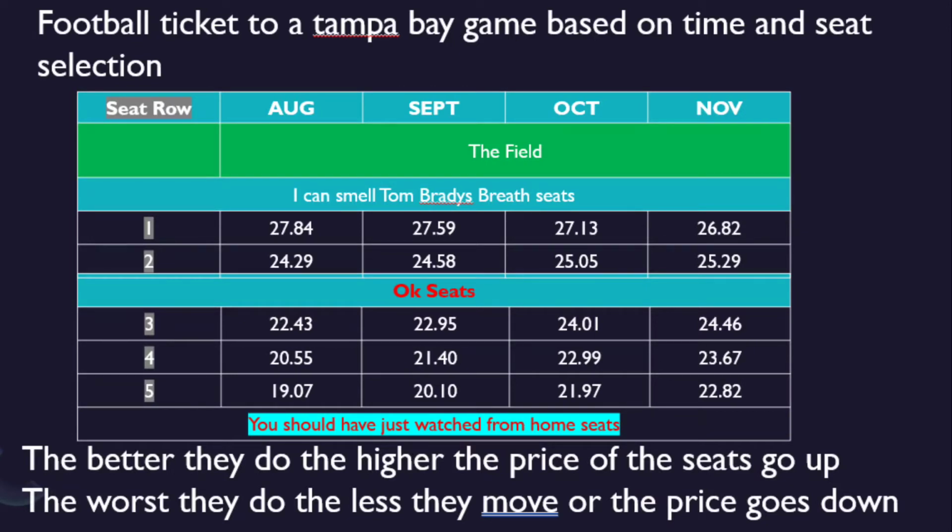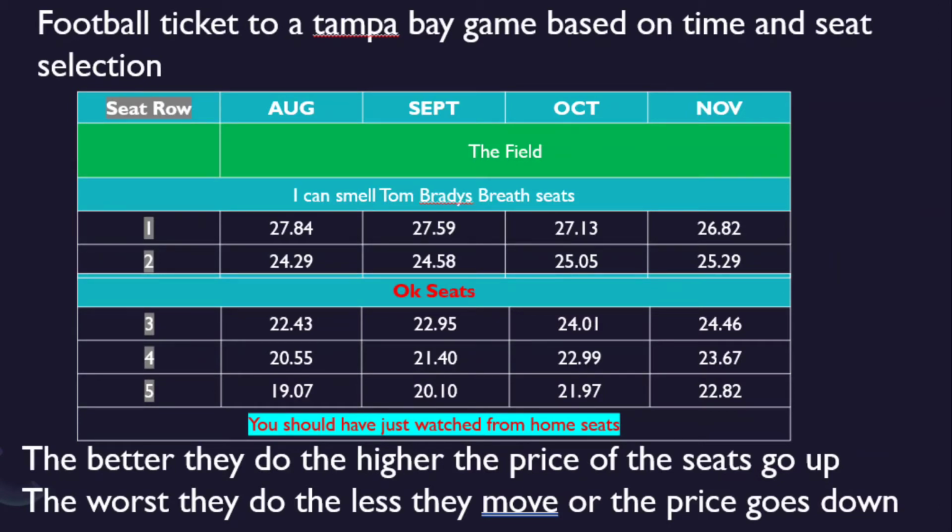But as we're looking at the ticket prices in August, we notice that the closer to the field, the more expensive the tickets. The further out in time, the cheaper the tickets, because there's uncertainty, right? There's no volatility or liquidity, right? So if you look at seat 1, where you can smell Tom Brady's breath, they're the most expensive ones, right?